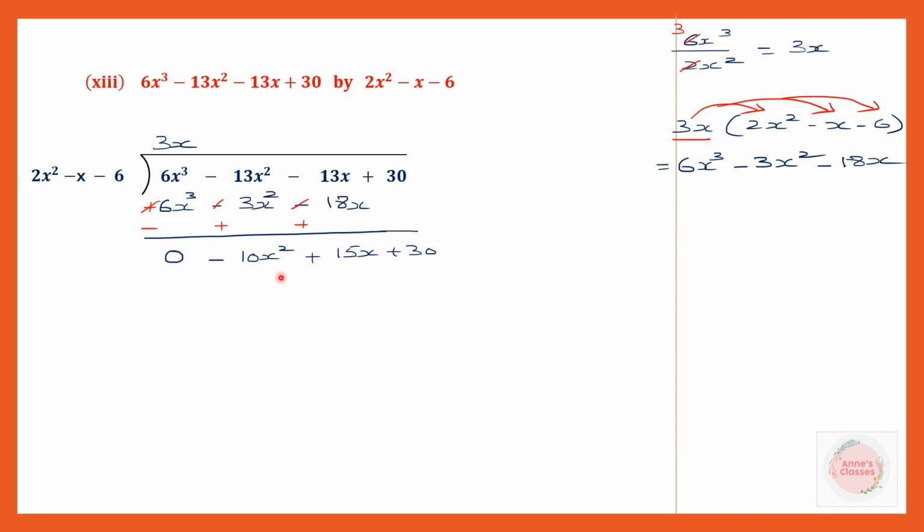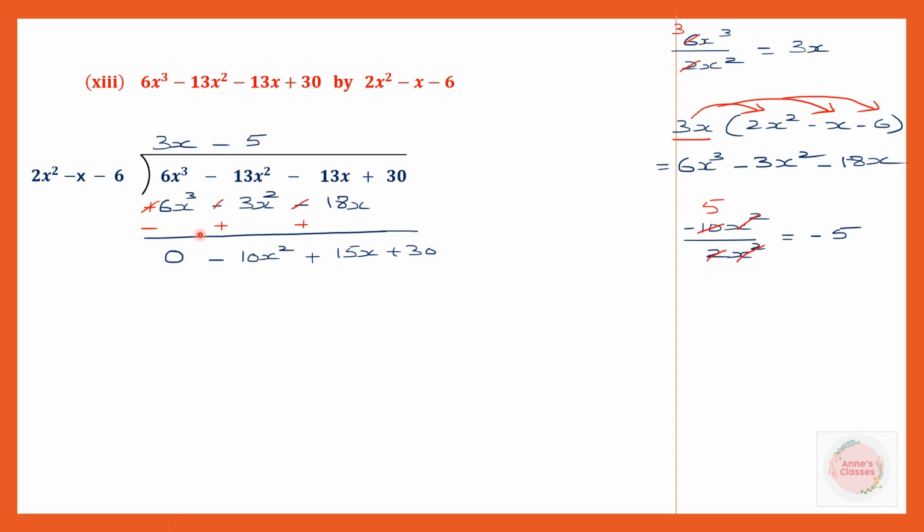Take the first term and divide it by the first term here. So we have minus 10x square divided by 2x square. So the sign is minus. The number is 2 into 5. 2 5s are 10. And then x square and x square get cancelled. So what do we have there? We just have 5, that is minus 5, which we are going to write here next to 3x. So let's write it here. So this becomes minus 5.